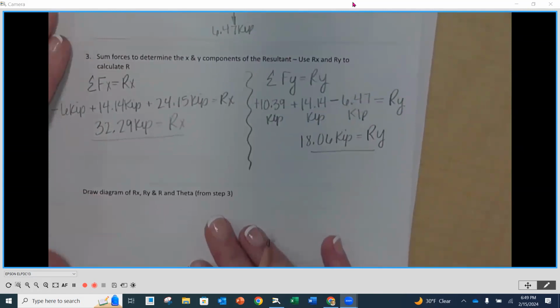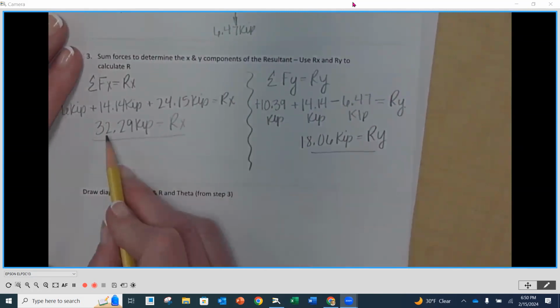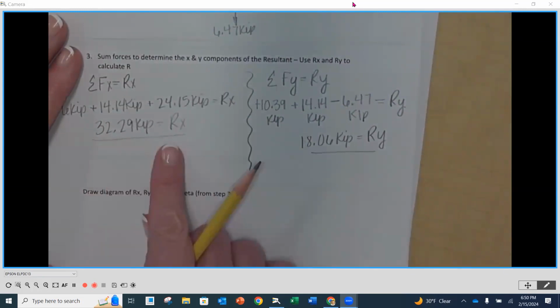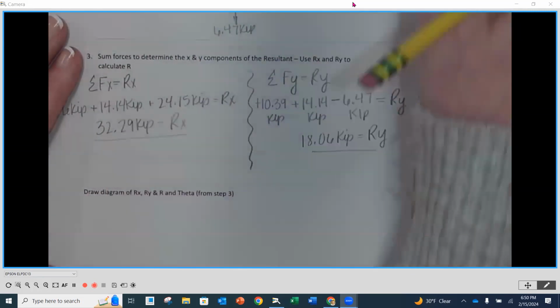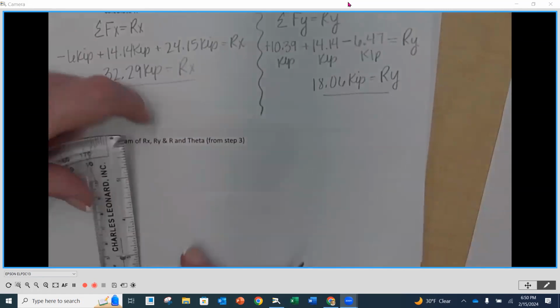Now, we want to draw the diagram of the X and Y components to determine the resultant and its direction angle theta. Because both of these are positive, that means we're going to be in the first quadrant. So our X is going to be 32.29 kips to the right, and our Y is going to be 18.06 going up. I'm going to shift gears here, and I'm going to draw.